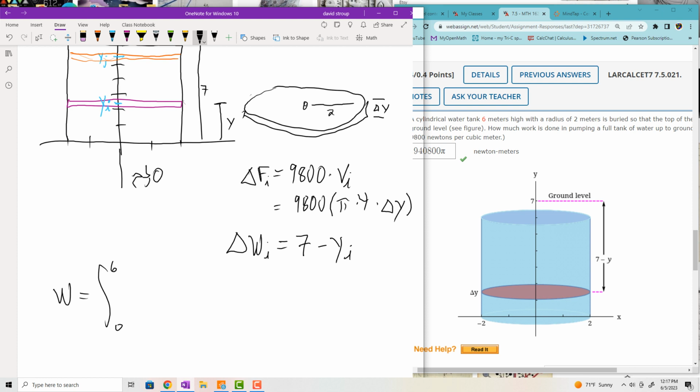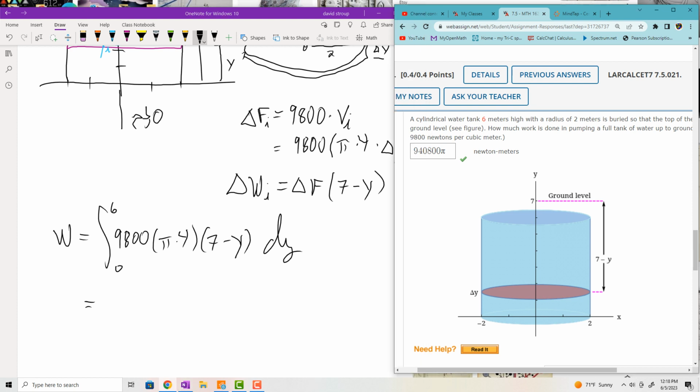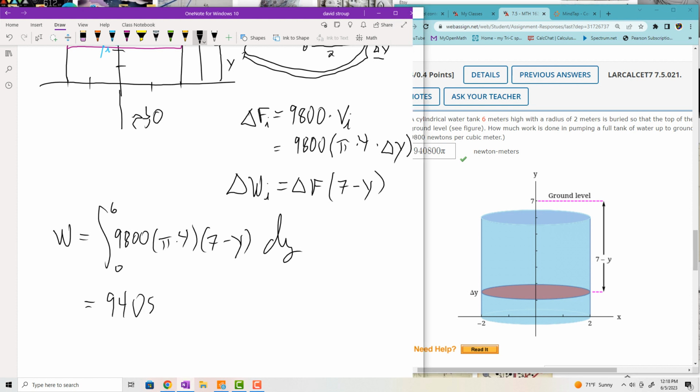And then we're adding up the work packets. So, whoops, this should be the force increment times the distance that each has to travel. Okay, so the work increment is 9,800, and then we have pi, and we want to put the delta y at the end, times 4, and then we have the 7 minus y, and then dy. Right? We can factor out any constants, of course, but I hope that you can integrate that, and you should end up with 940,800 pi if you went ahead and did that on your own.